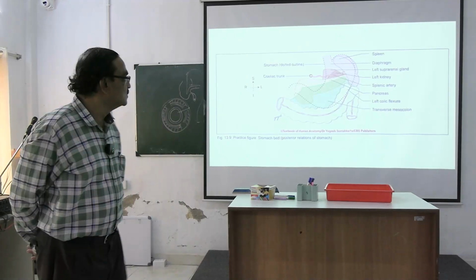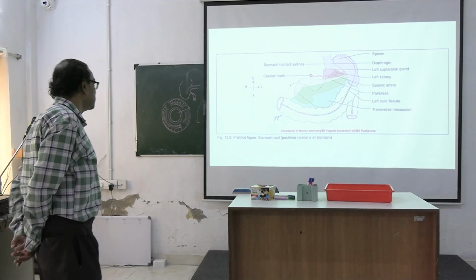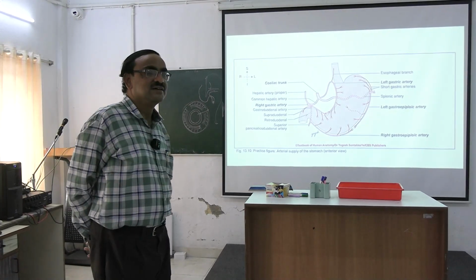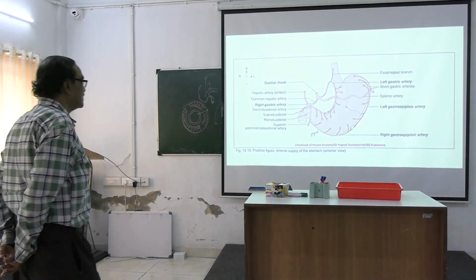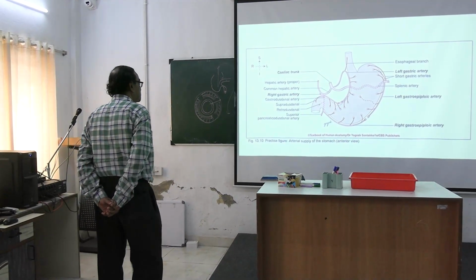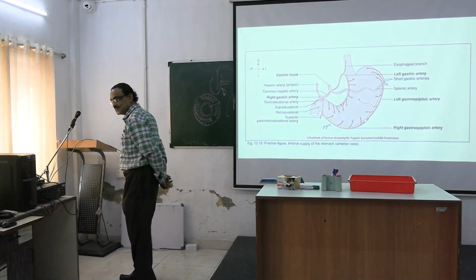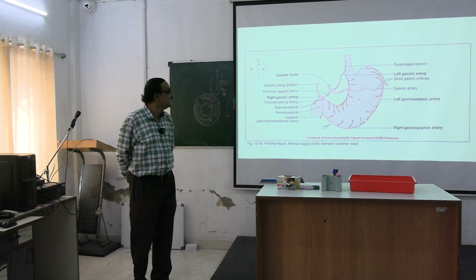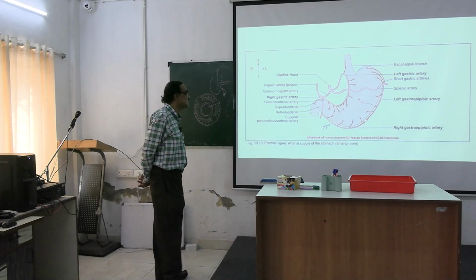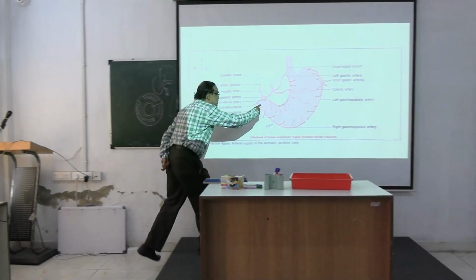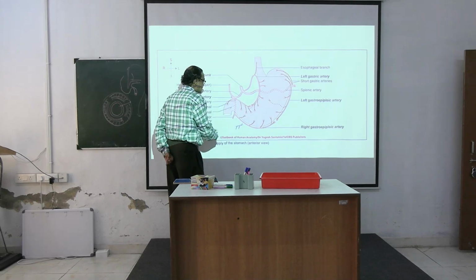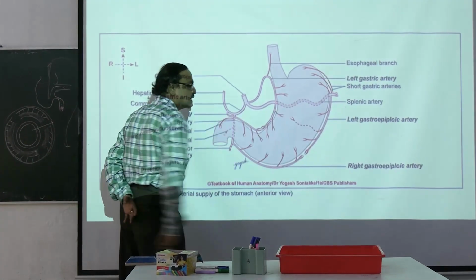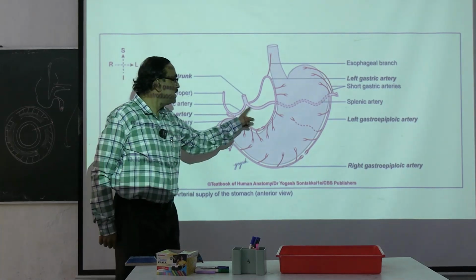Now about the arterial supply. So you can see radiating arteries, it looks like an octopus, no? There are 3 branches. That is the left gastric, which anastomoses with the right gastric. And this is the right gastroepiploic and left gastroepiploic, which is coming from the splenic artery.